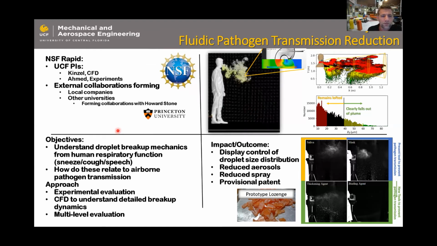Interesting thing here is we're developing collaborations with, and potential funding with, local companies, but also collaborations with other big name local universities. We're actually going to start collaborating on our project with Princeton's RAPID project in the upcoming month. So again, our objectives are to study droplet breakup dynamics associated with human coughs and sneezes. And we want to be able to relate these to airborne transmission of pathogens.